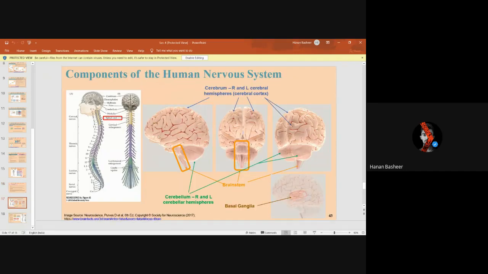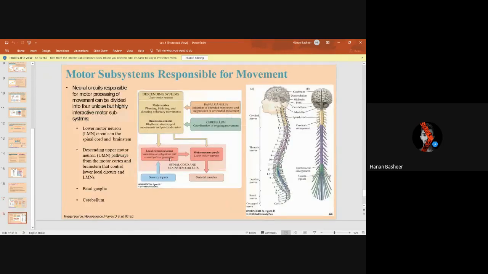This is the diagram of all the parts which we have been talking about. This is the cerebrum, the right and left cerebral cortex hemispheres. This is the brainstem. This is the basal ganglia. Then the motor subsystem is responsible for movement. We have to keep in mind the functions of the basal ganglia, which are initiation of intended movement and suppression of unwanted movement. So it's like a gate. And this is the cerebellum, which is coordination of ongoing movements.